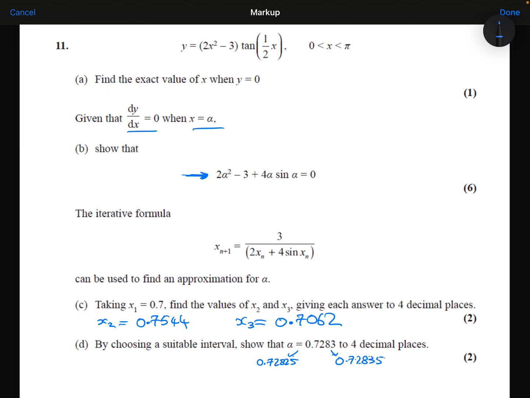So I will do 2 times 0.72825 minus 3 plus 4 times 0.72825 times sine of 0.72825, which is, when I put that into my calculator, minus 0.0005. Most importantly, it's negative.